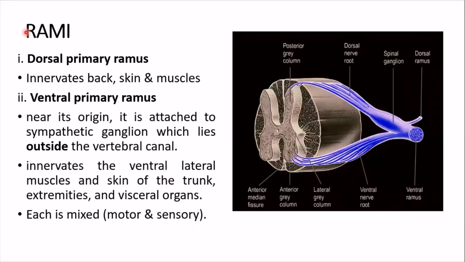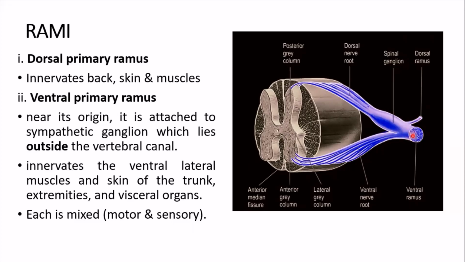So what are the rami? You see, these are the roots, right? Anterior and posterior roots, which by union form a spinal nerve, and the spinal nerve divides into two rami, which are the ventral ramus and the dorsal ramus. So rami are to be differentiated from roots. The roots are attached to the spinal segment, and the rami are formed by the division of the spinal nerve.